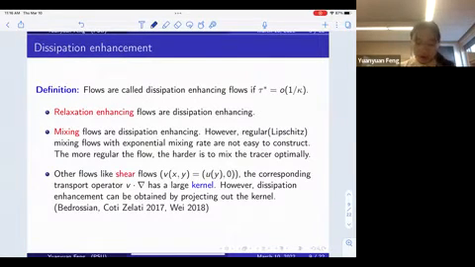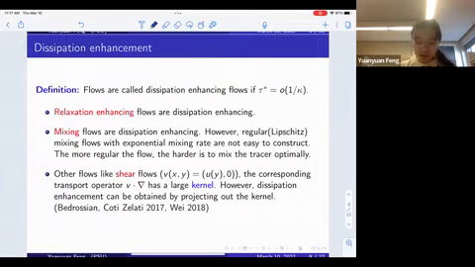So then flows are called dissipation enhancing flows if tau star is little o of 1 over kappa. From my previous slides, we can see that relaxation enhancing flows are dissipation enhancing, and mixing flows are dissipation enhancing. So it would be good if we can construct some mixing flows, right? Especially mixing flows with an exponentially decaying mixing rate. However, regular mixing flows with exponential mixing rate are not easy to construct.